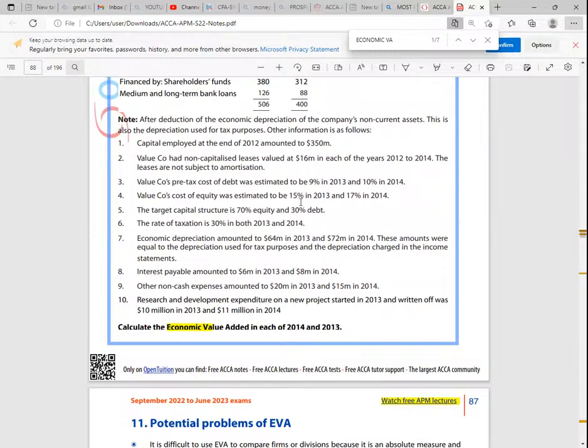Nope, the weight of equity for 2014 is supposed to be 17%. Weight of debt doesn't change. The weight of debt is 0.3 times the cost of debt after taxation. Cost of debt I can see before taxation for 2014 is 10%. But now remember that this 10% has to be tax adjusted. So then what is the WACC?